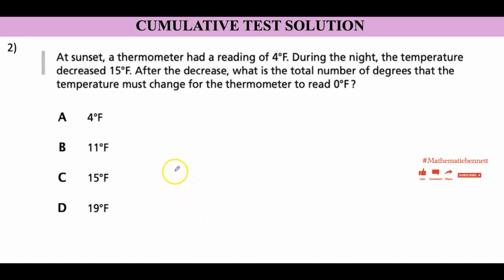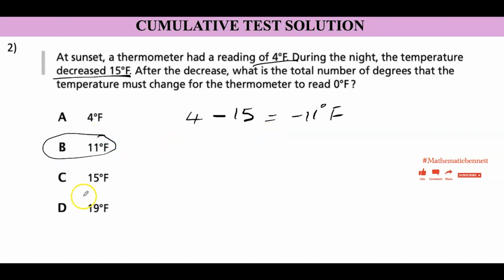At sunset, a thermometer had a reading of 4 degrees Fahrenheit. During the night, the temperature decreased, so we know that we are subtracting 15. After the decrease, what is the total number of degrees that the temperature must change for the thermometer to read 0 degrees? If it decreased by 15, it would have been negative 11 degrees Fahrenheit. So how much would this negative 11 have to change to go back to 0? It would have to go back up 11 degrees Fahrenheit to change back to 0.